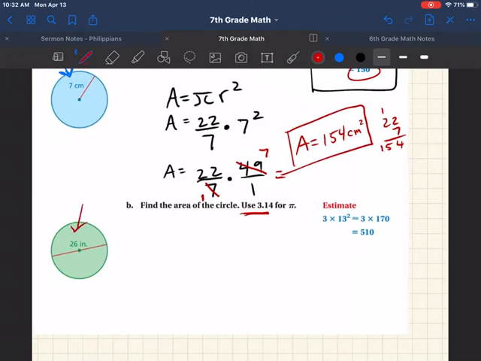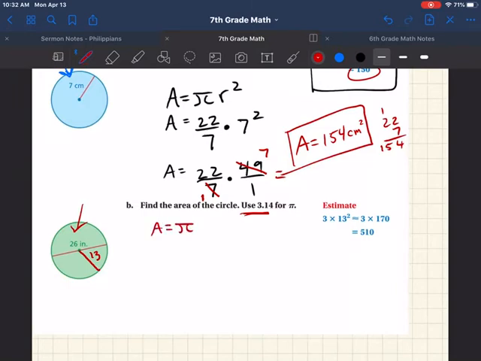Let's do another one here. This one they tell us to use 3.14 because 26 is not a multiple of 7, and in this case, hopefully you're like, wait a minute, I'm supposed to be using radius. Yes, you are. So what is the radius if the diameter is 26? Well, the radius is half of that, so it's going to be 13. So my r is 13.